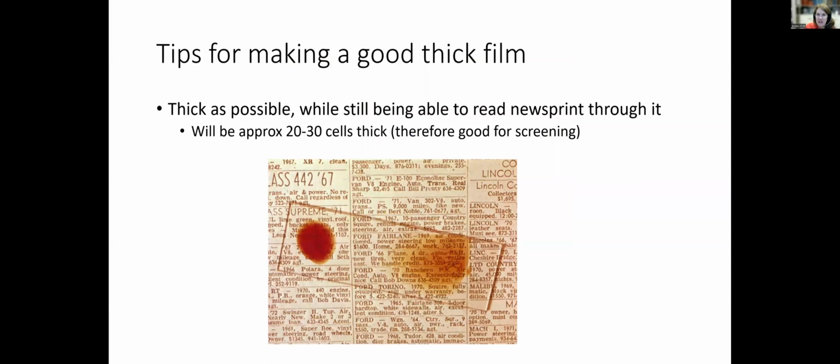Tips for making a good thick film. Because it's so important for screening, you want to do it right. The goal is to make it as thick as possible while still being able to read newsprint through it. And I love this old image where it shows this really neat old newspaper clipping. And you can see this thick film. You could just read the newsprint through it. This actually happens to be a slide where you have the thin film and the thick film made on the same slide. When done right, it'll be about 20 to 30 cells thick.